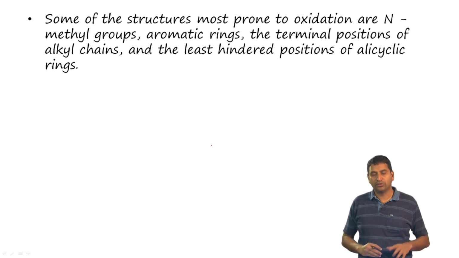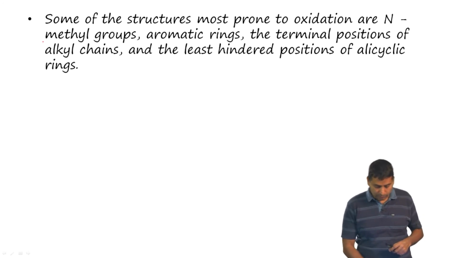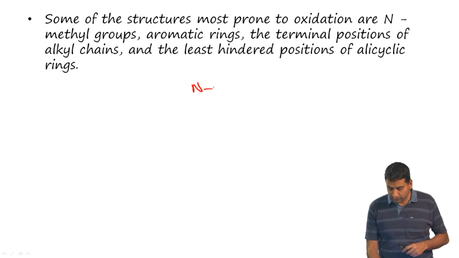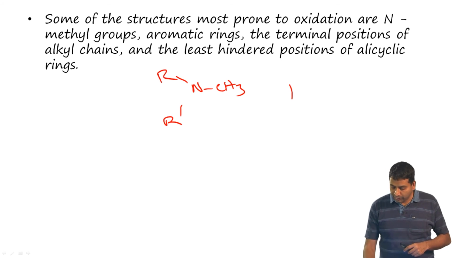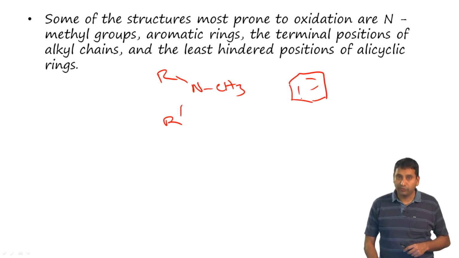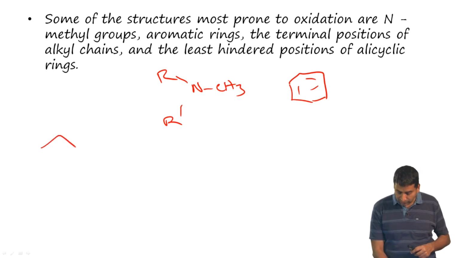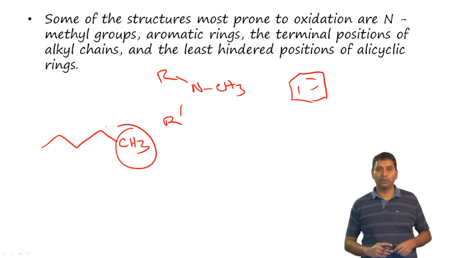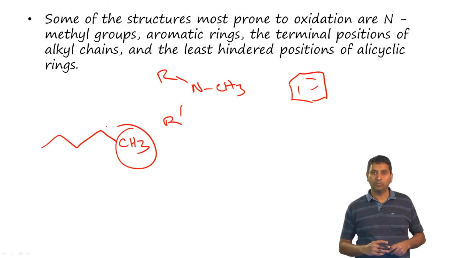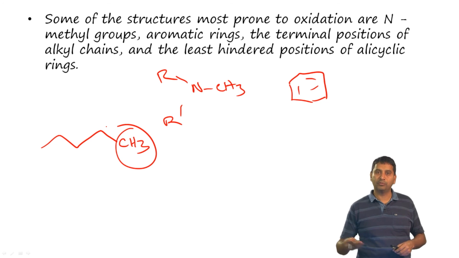Now, some of the structures in drugs are most prone to oxidation, and these structures are N-methyl groups, so basically you have NCH3; aromatic rings, let us say you have a benzene ring; and terminal positions of alkyl chains. Let us say you have a long alkyl chain with a CH3 at the end, then this position is more susceptible to oxidation compared to the internal positions. These are three examples of functional groups that are more susceptible to oxidation.